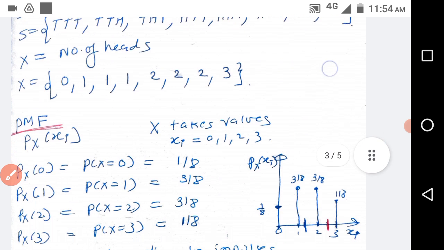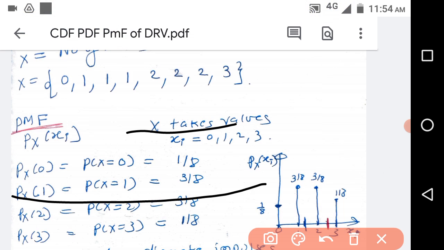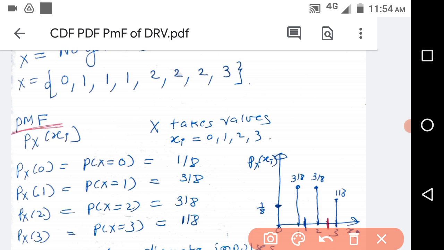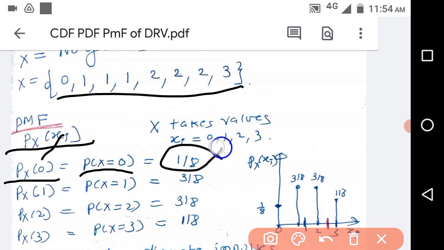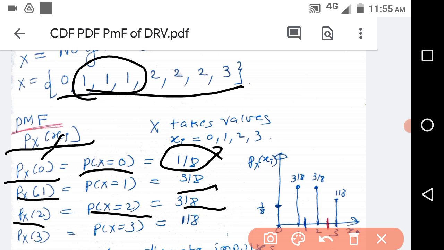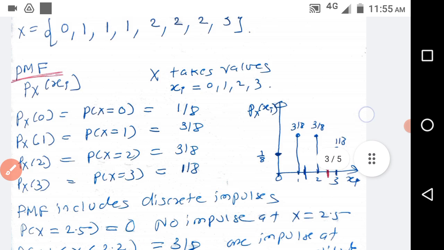So let us plot the PMF. The random variable values are 0, 1, 2, 3. So you have to find the probability at 0, 1, 2 and 3. P_X(xi) is the PMF. P_X(0), that means xi is equal to 0, is equal to probability X equal to 0. Now the number of 0s is 1, so 1 by 8. P_X(1), probability X equal to 1: 1s are 3, so 3 by 8. Total are 8. P_X(2) is equal to 3 by 8 only. P_X(3) is 1 by 8, as 3 is 1 only.